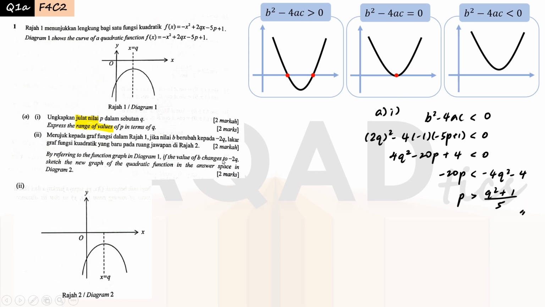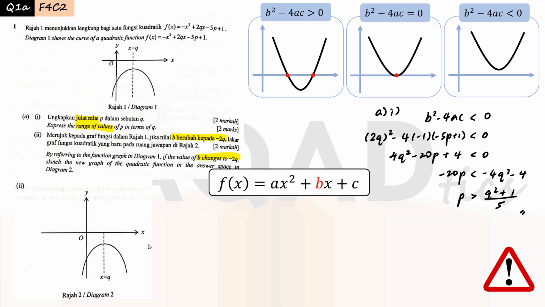For the next part, it says that we need to change the value of b to be negative 2q. So originally it was positive 2q. Now we need to change it to negative. Okay, and then we sketch this new graph on this diagram. So first thing first, let's understand the values of a, b, and c from the quadratic function, to see what each of the values represents.